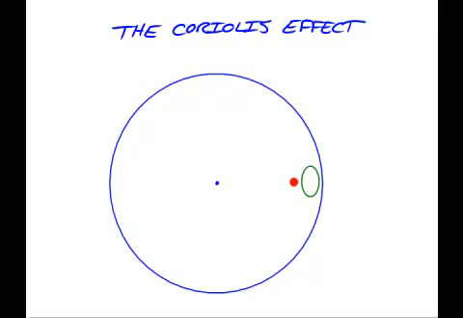Let's imagine that you are on a huge turntable, like a record player for giants. Here it is drawn in blue. You are the green oval. As you ride on the turntable, you have a red ball with you. And for the sake of argument, let's say that the turntable is spinning counterclockwise. What will it look like when you throw the ball?